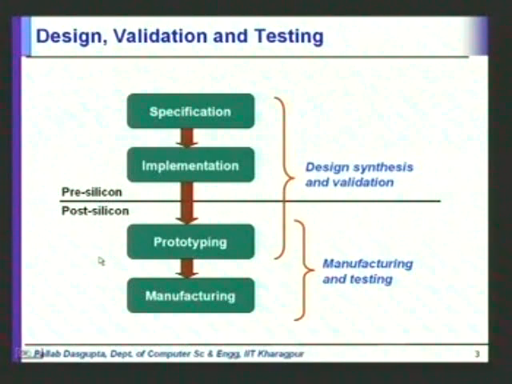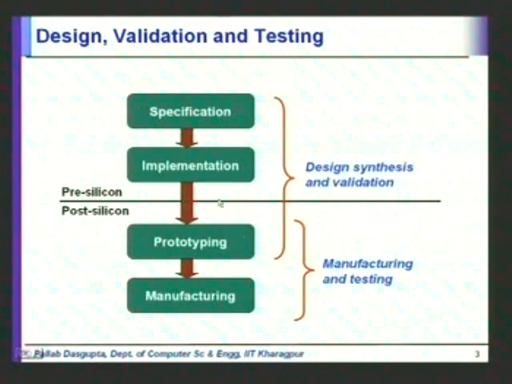Post silicon is the point of time when you have started fabricating the chip. Under this, typically there are two steps that are taken. One is prototyping, where you get a first prototype of the chip developed, and then you have the final manufacturing, where thousands of copies of the same chip are taped out. Now, the gamut of verification is in the first three, and the gamut of testing is in the second two.